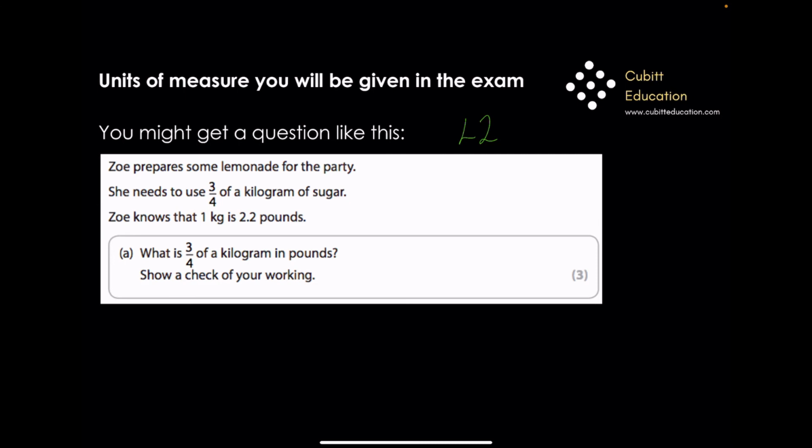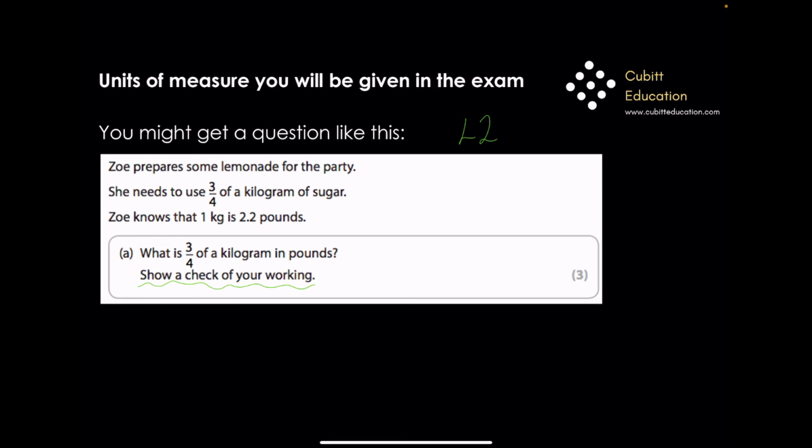Zoe prepares some lemonade for the party. She needs to use 3/4 kilogram of sugar. Zoe knows that 1 kilogram is 2.2 pounds. What is 3/4 kilogram in pounds? Show a check for your working. Okay, so this show a check comes up quite a lot.